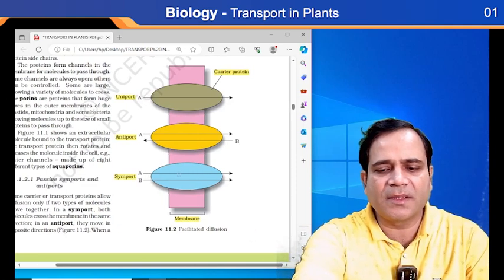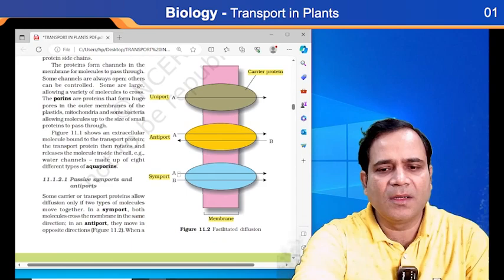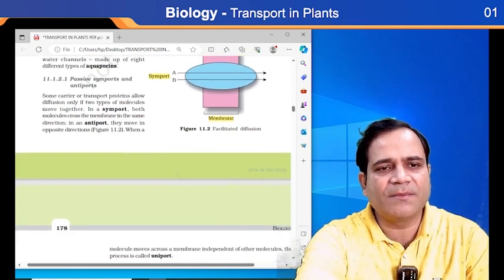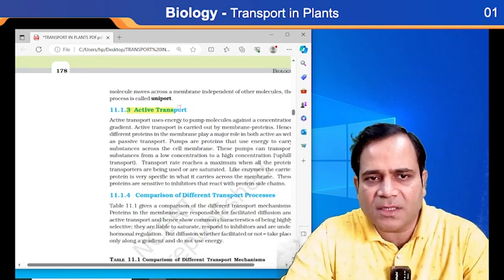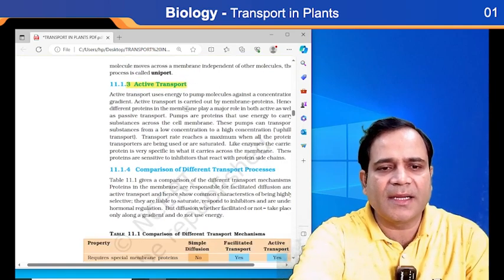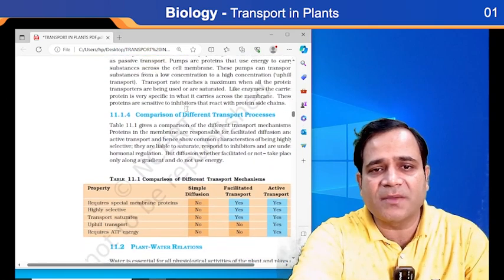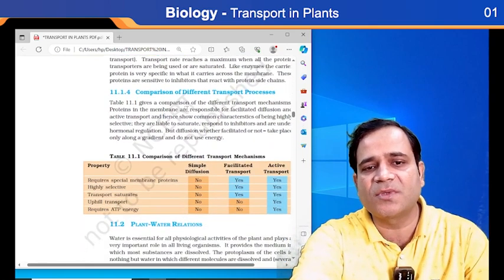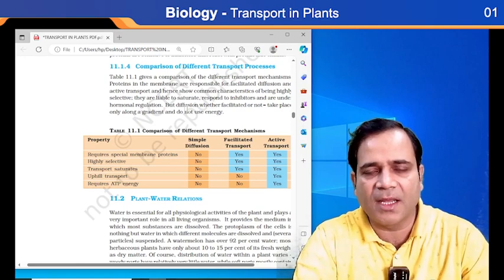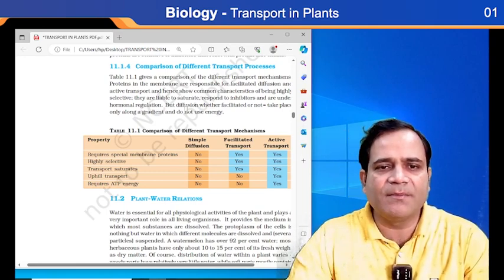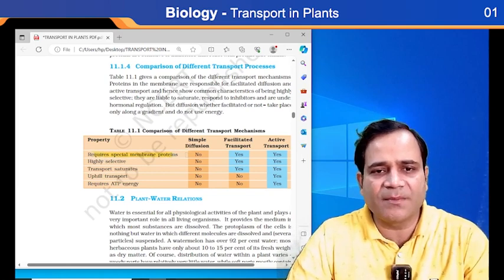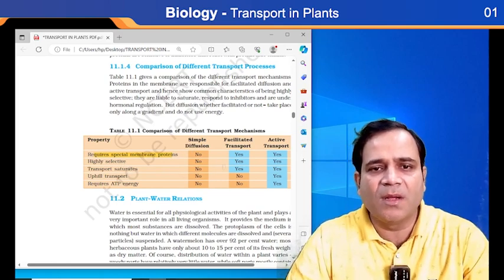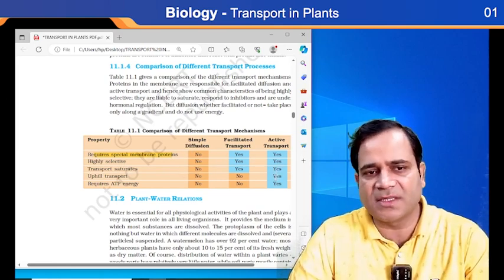So this one thing, my dear, yes or no, this one thing. Now, passive symport and antiport, active transport, this one term I also clear to you, yes or no? Active transport also. Then after comparison between transport substances, how the substances are transported: here simple diffusion, yes or no, requires a special membrane protein? Simple diffusion, no. Highly selective, no. Transport saturated, no. But facilitated transport and active transport are here, okay.